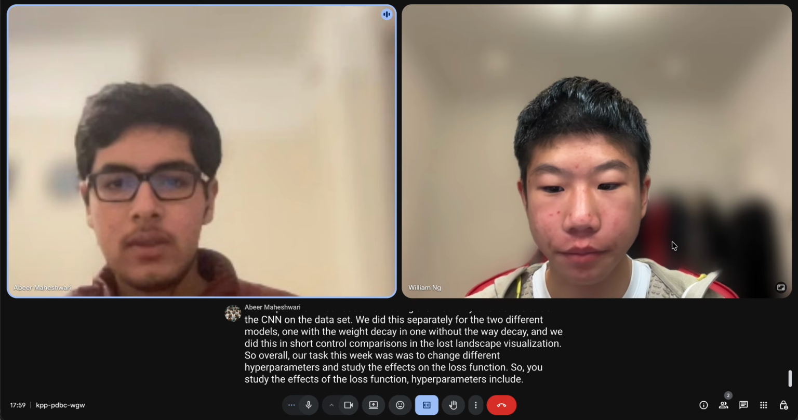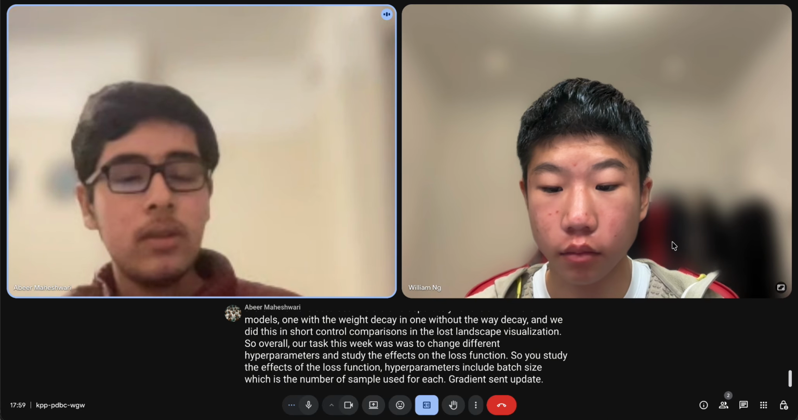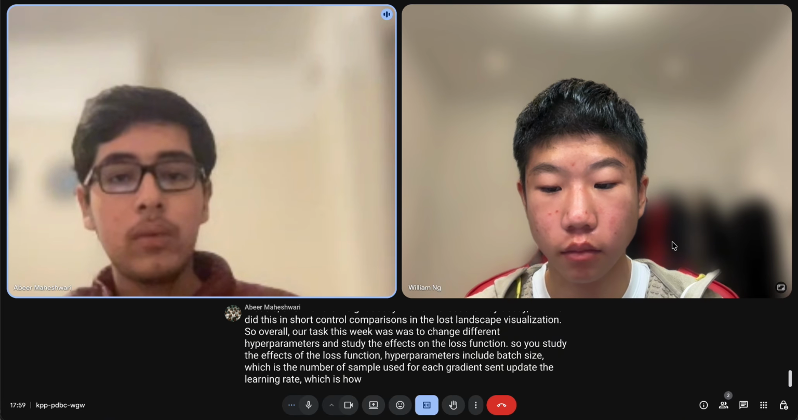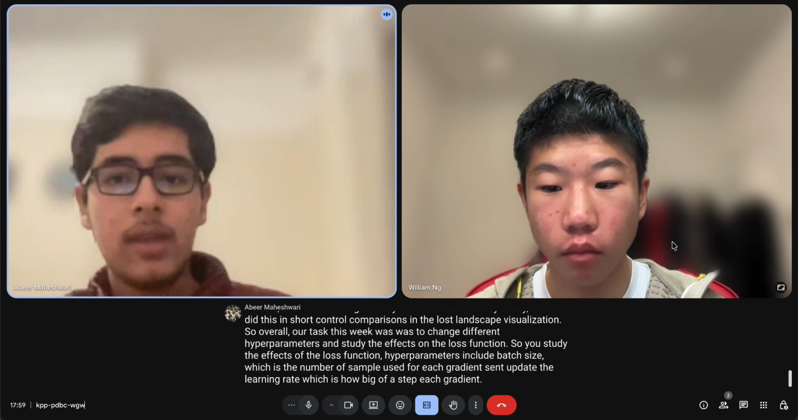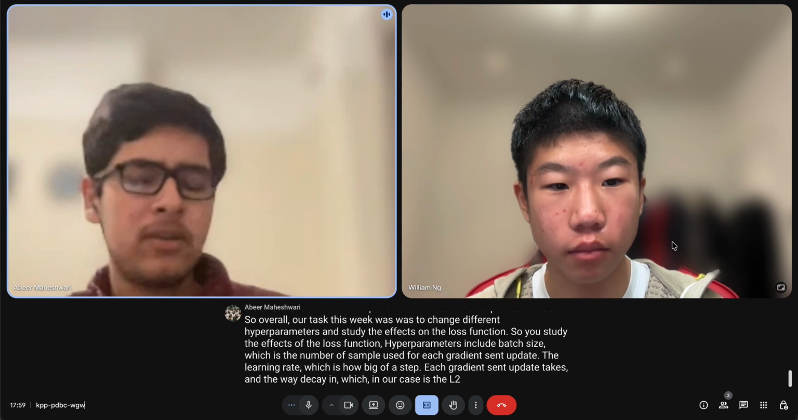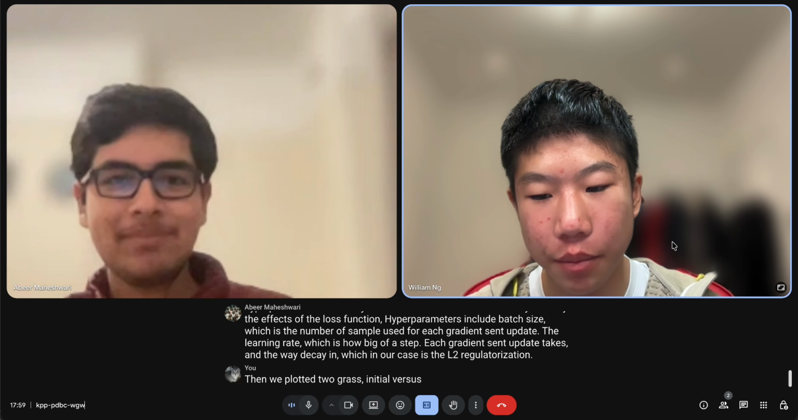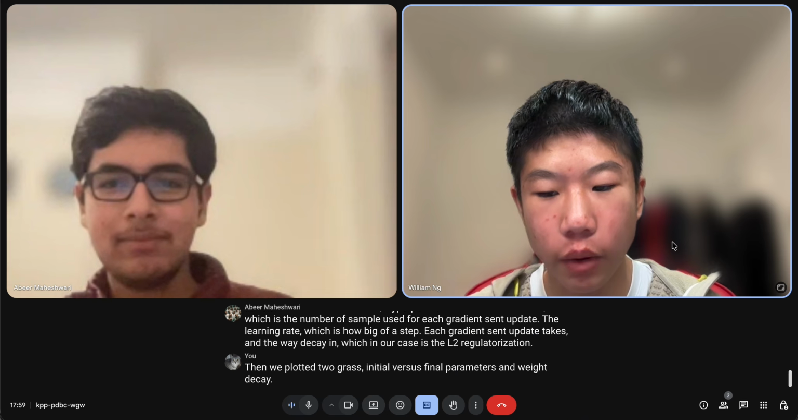Hyperparameters include batch size, which is the number of samples used for each gradient descent update, the learning rate, which is how big of a step each gradient descent update takes, and the weight decay, which in our case is the L2 regularization. Then we plotted two graphs, initial versus final parameters and weight decay versus no weight decay.